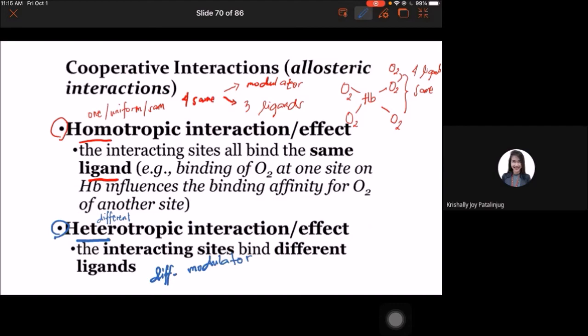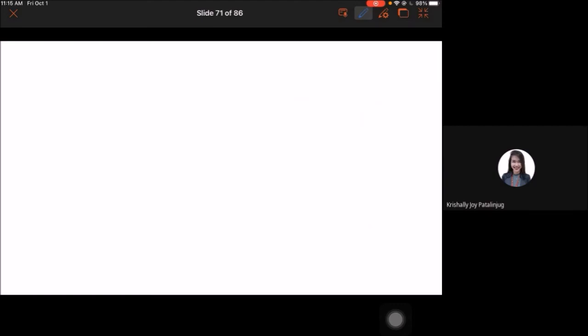interacting site ng hemoglobin. Okay, now let us have a deeper discussion on the two types of cooperative interaction. So again, we have homo, and then hetero. So recap ulit, when I say homo, the four ligands that are bound are the same. And then pag hetero naman, different yung modulator sa remaining 3 ligands na magbabind sa remaining interacting site ng hemoglobin.